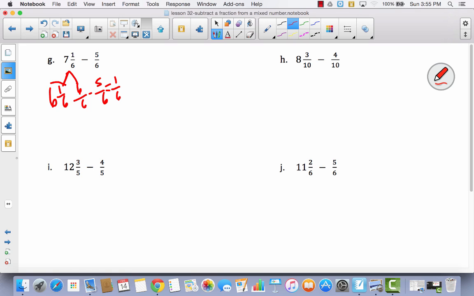So I'm going to add this part of the number bond to what I have left over here. So I have 6 and 1 6 plus 1 6 equals 6 and 2 6s.